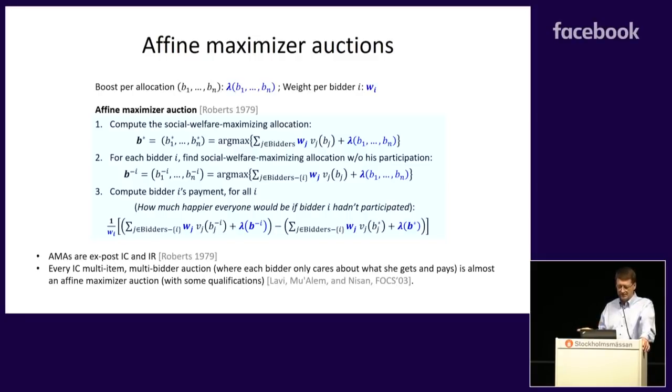There are other things. But Lavi, Mu'alem and Nisan have a paper that shows, in a certain sense, under an additional non-bossiness assumption and a scale-free assumption, that these are the only mechanisms even for combinatorial auctions. So that's an additional motivation for why we look at this.